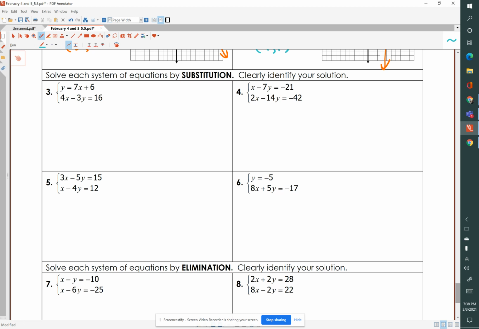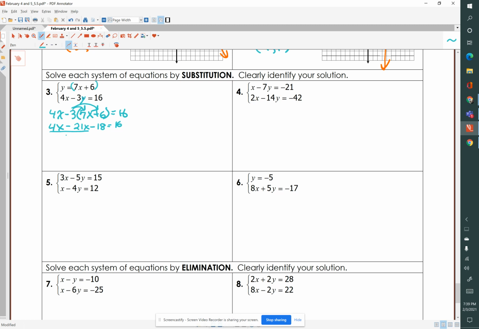So we are already solved for y. So we will put 7x plus 6 where y is. So that gives us 4x minus 3 times the quantity of 7x plus 6 equals 16. We will distribute. 4x minus 21x minus 18 equals 16. We'll combine like terms.